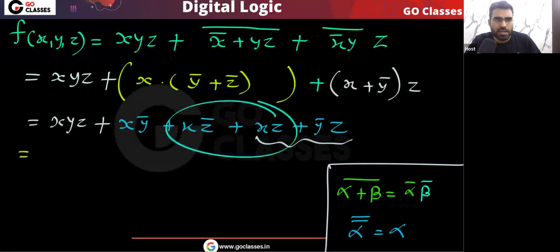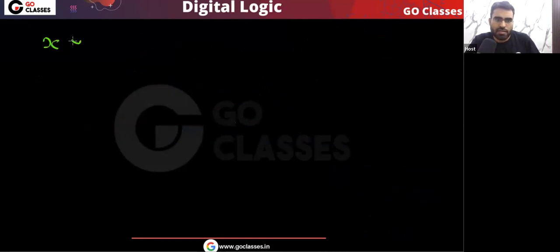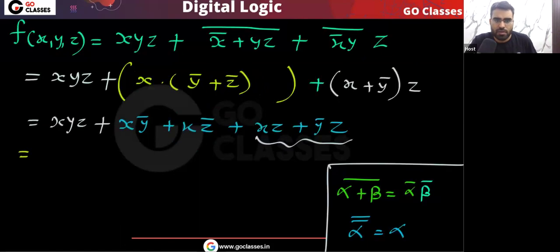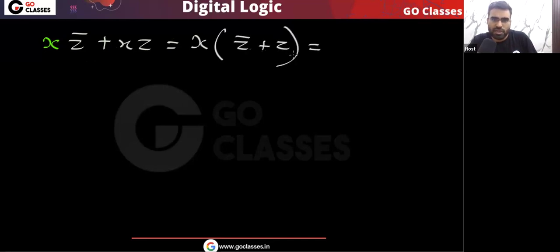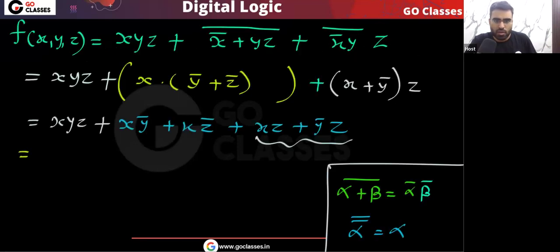Very simple. Here you will get x, correct? Okay. See, we have xy bar, sorry, xz bar or xz. Here you can basically take x common. You can take x out. Okay, what we will get? We will get x(z or z bar), and that is x and 1, and that is the same as x. Okay, so remember this expression, this will become x.